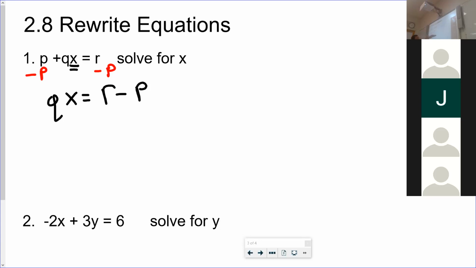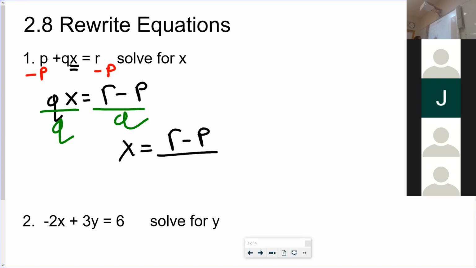Now we have q times x. Again, my goal is to get x by itself, so I'm going to divide by q. So your answer is x equals r minus p all over q. You have to remember, if you're dividing, you divide everyone, so you could just make one big fraction bar divided by q. So Jacob, yeah, you had it reversed. You see that now, I think. Okay. All right.